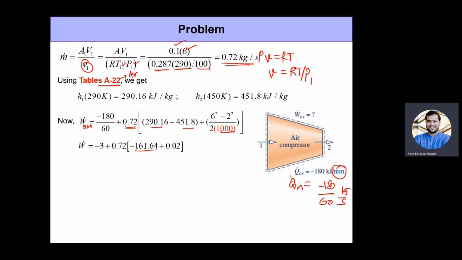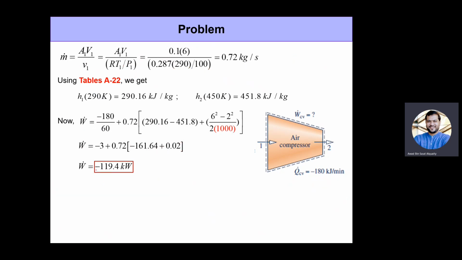Again, you can see that the change in enthalpy is 161.64. The contribution of velocity, the kinetic energy, is 0.02. It's very, very small. Even if you neglect it, it's not going to change the power input. So this is the power output as per the formula, and the power output, of course, comes out to be negative because there's no power output in a compressor. A compressor requires some work input or a power input to produce the pressure rise that we need.